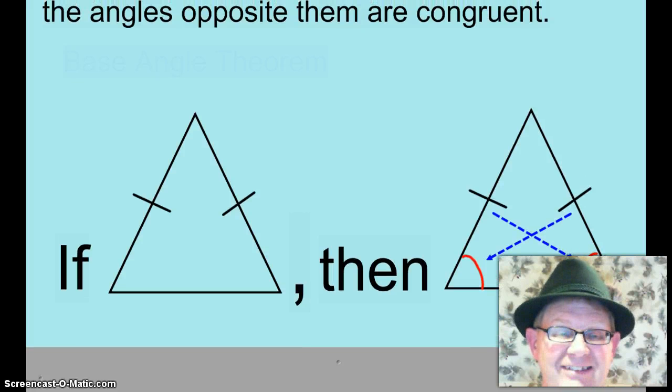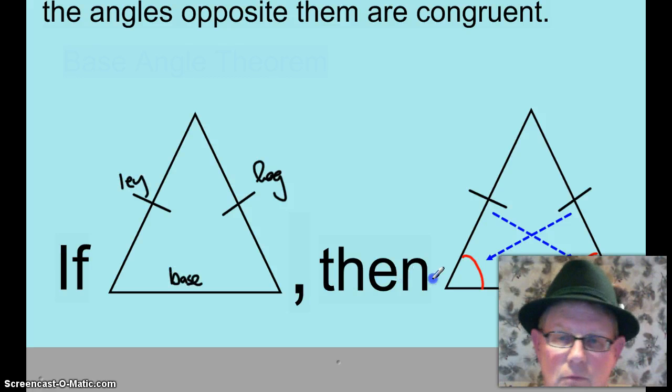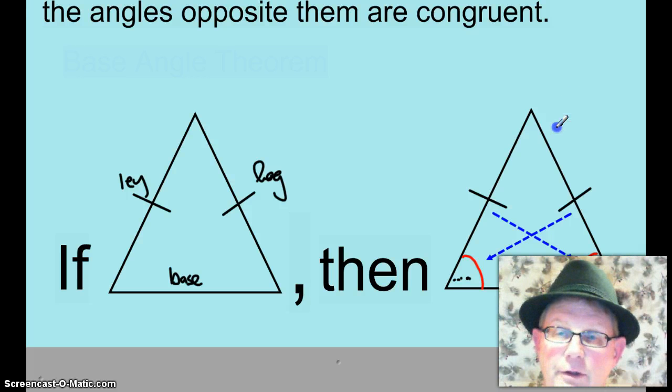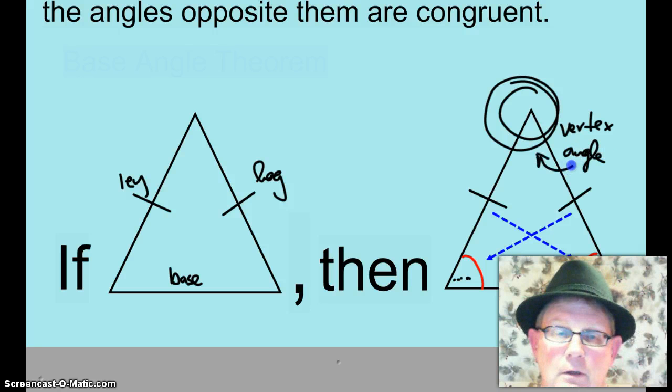Why is it called the base angle theorem? Well, what are these two sides called? Yes, those are called legs. What is this side right here called? It's the base. So this side is the base. These angles down here, those are the base angles. This one right up here, that's called the vertex angle on an isosceles triangle. The vertex angle. Okay? All right, let's go ahead and move on.